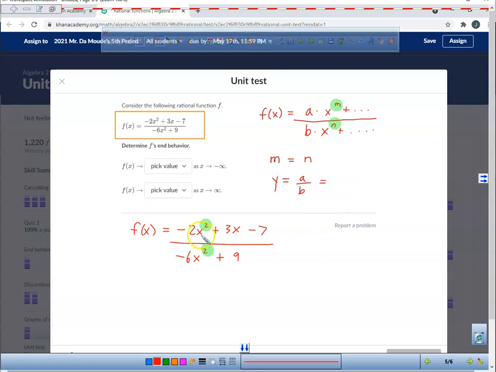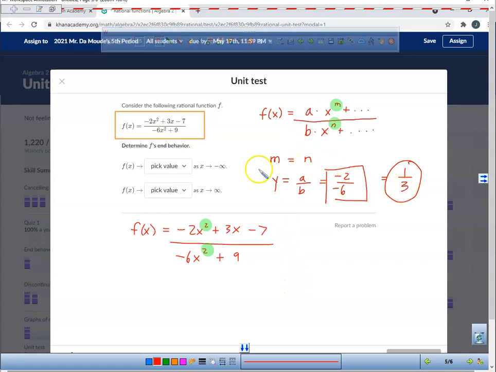And what is our a value? Negative 2. What is our b value? Negative 6. All right? And that reduces to 1/3. So without having to do a whole bunch of work, I know the end behavior to the right and to the left, as this is going to infinity to the right and infinity to the left, is going to get really, really, really close to 1/3.